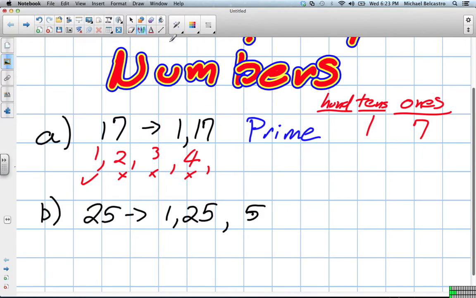Okay? So in this case, let's write the factors in order. What are they in order? 1, 5, 25. Good. So what type of number is this? Composite. Good.